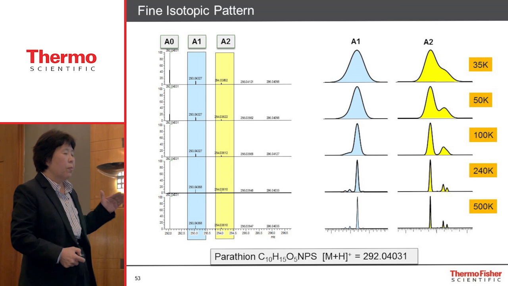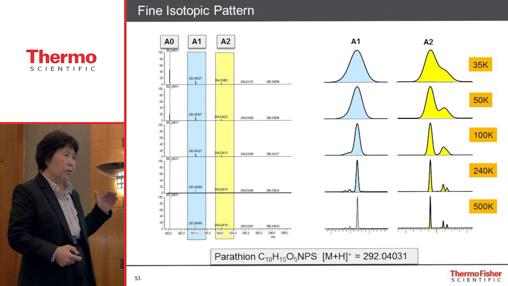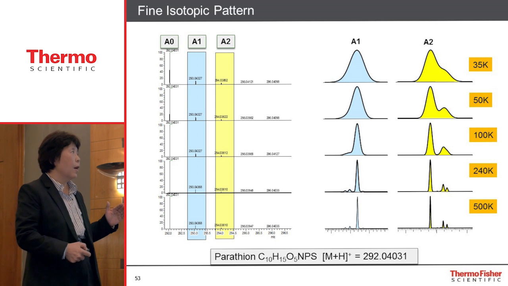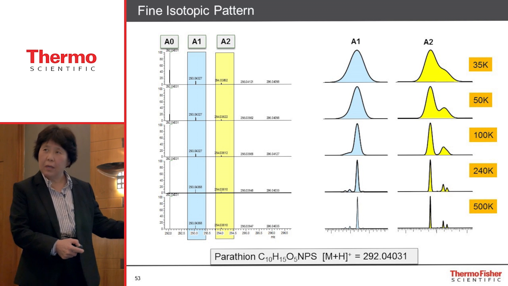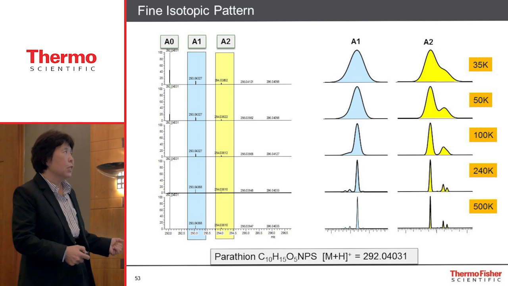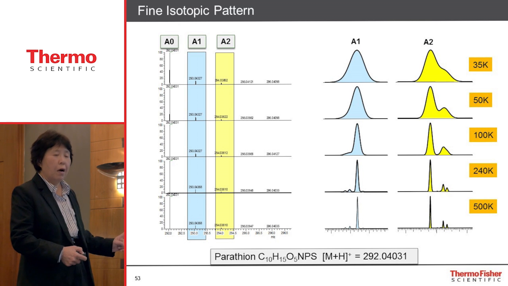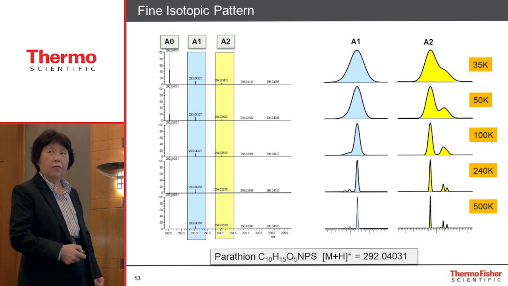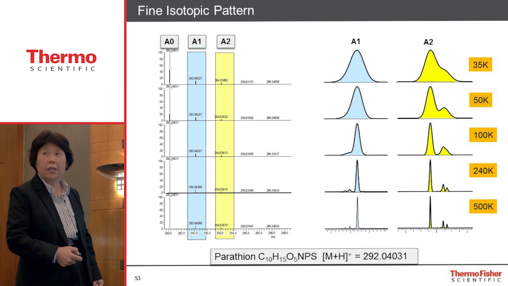This is very important. People always talk about accurate mass. Sure, that's important. But when you deal with unknowns, you have to have this. Remember isobaric, right? This fingerprint is unique for one compound. So even though their molecular weights are very close, sometimes almost exactly the same, those fine isotope structures are different.